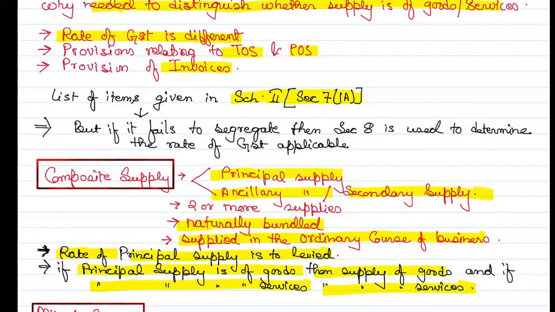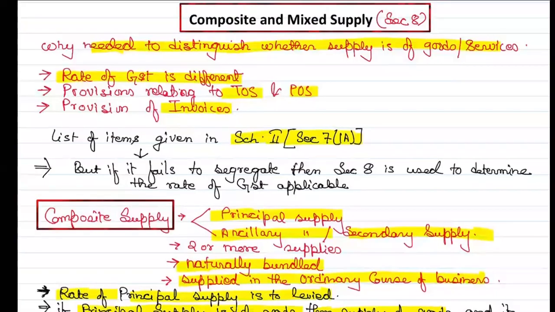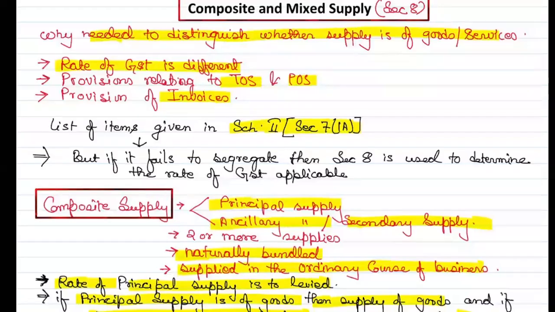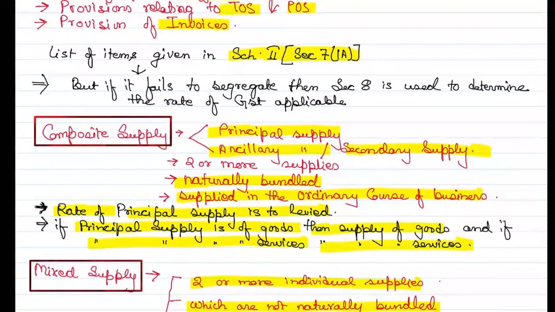Okay, what is there? Now see, now suppose for an example, okay, let's keep it up to there. I'll discuss this again. I'll go to a fresh page and discuss. So what actually I'm saying, when two or more supplies are naturally bundled and supplied in the ordinary course of business, among these two supplies, one is a principal supply and the next one is the ancillary or secondary supply. Then it is a composite supply.